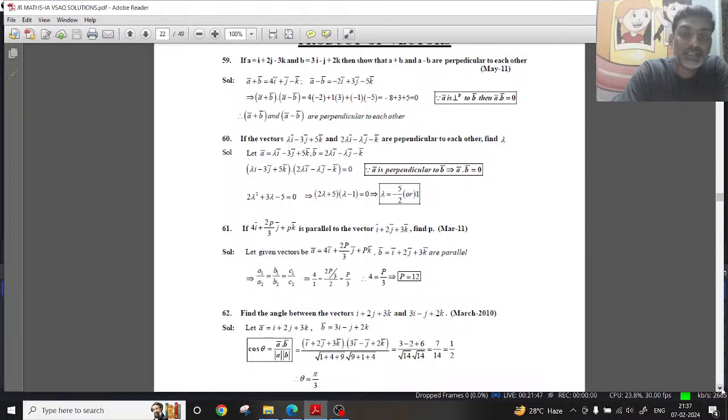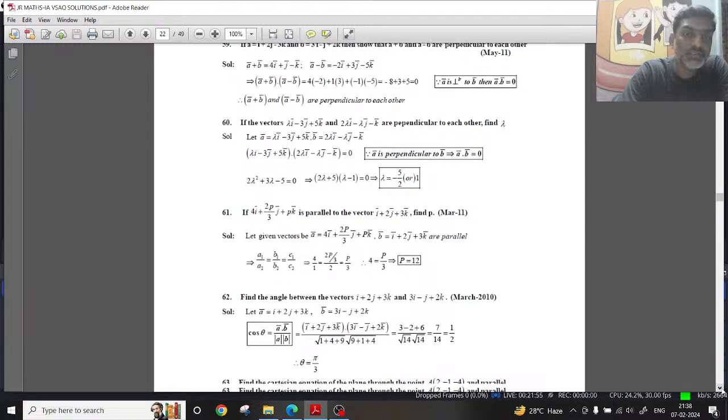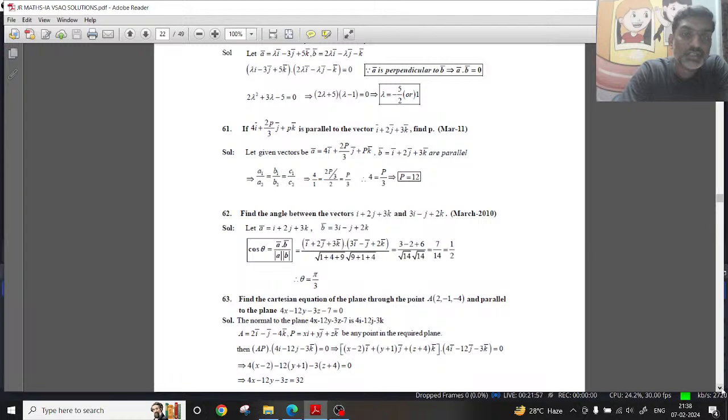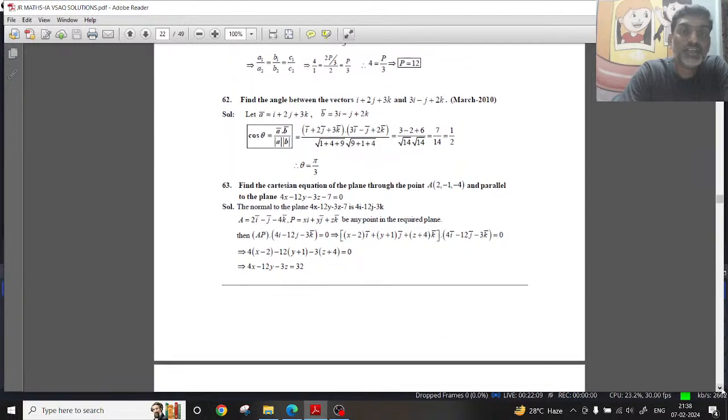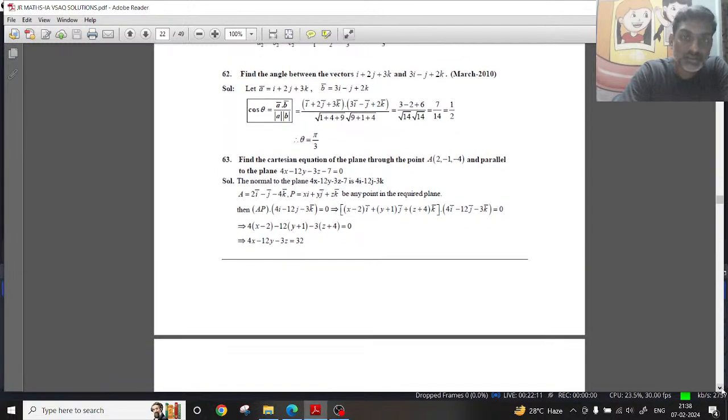Next, parallel vectors. Parallel is like collinear only, sir. Parallel condition is like collinear. So A1 by A2 equals B1 by B2 equals C1 by C2. And question number 62, find the angle between the vectors. We can use the dot product formula. A bar dot B bar equals mod A mod B cos theta. From that we can get theta, where theta is the angle between the given two vectors.